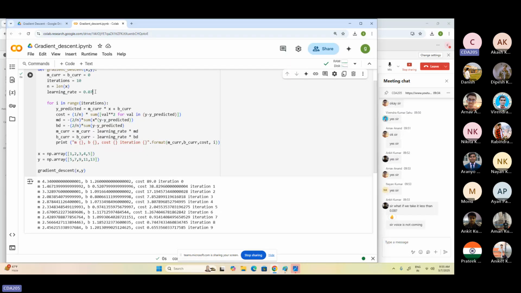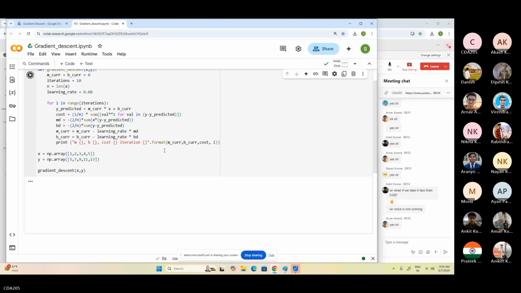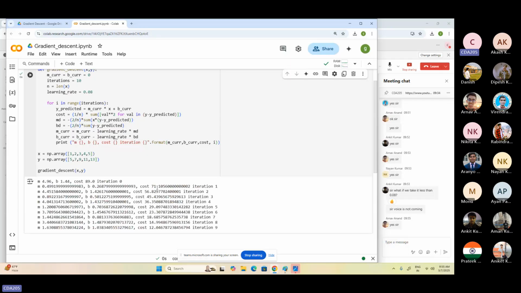But when we talk about the 0.8, what is here, it is 89, 71 is there. You got it clear, Ankit Kumar? Are you clear with this?